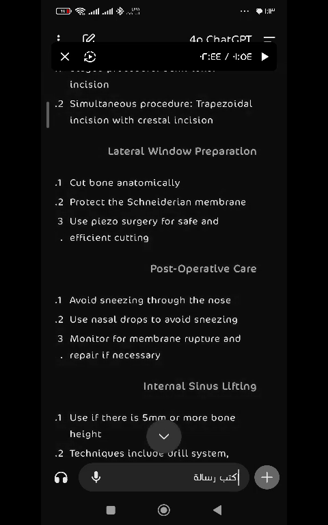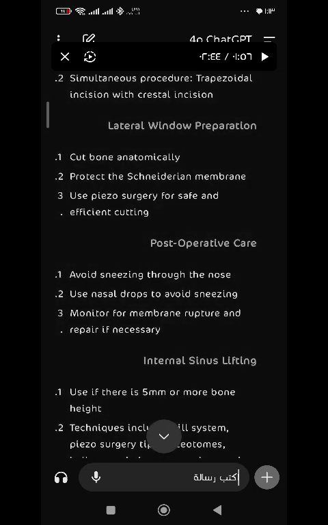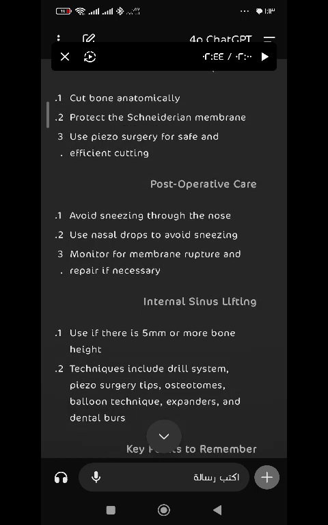1. Cut bone anatomically. 2. Protect the Schneiderian membrane. 3. Use piezosurgery for safe and efficient cutting.